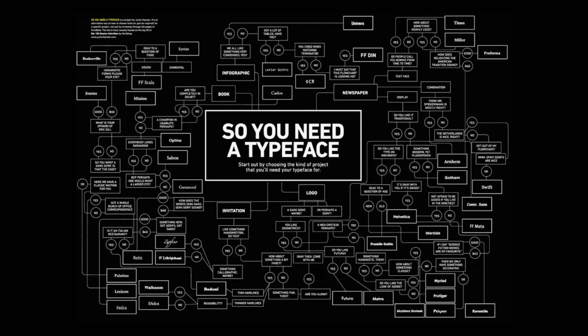This is another infographic that I thought was pretty fun. So you need to choose a typeface. And essentially, you can start out tracing any one of these lines. You want to create a newspaper. You want to create a logo. It'll ask you questions, and you'll end up at a particular font. The entertaining thing is if I followed the book line through and answered the questions honestly, I would end up at the font that I happened to choose for the book that I wrote, which is kind of bizarre.